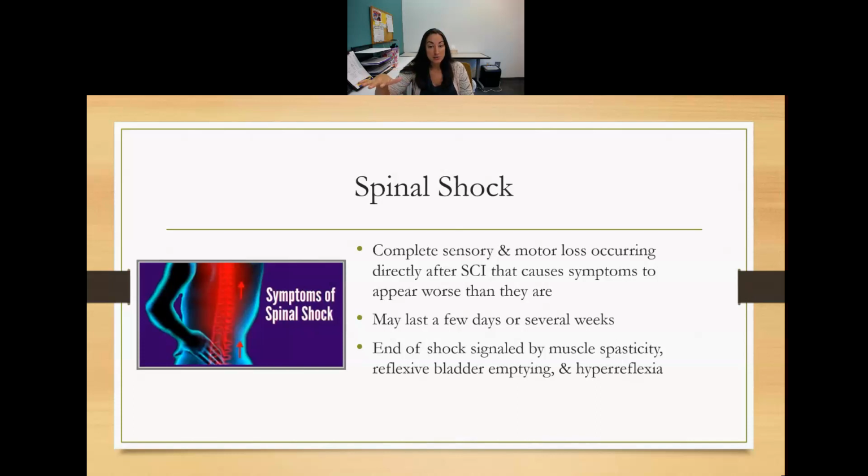Typically within a few days, sometimes it will take several weeks for the shock to kind of reverse, and the end of spinal shock is signaled by muscle spasticity, reflexive bladder emptying, and then increased reflexes, hyperreflexia. And that's when you know the patient is coming out of shock, and that's kind of when you can get a true diagnosis of their level of injury. It could appear worse initially and then appear like it's improving, but it's just that the spinal shock has resolved.